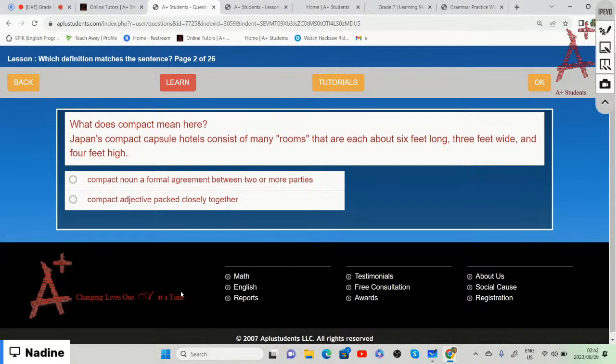All right. So Japan's compact capsule hotels consist of many rooms that are each about 6 feet long, 3 feet wide, and 4 feet high. And the two meanings are formal agreement between two or more parties, or packed closely together. So let's choose packed closely together.